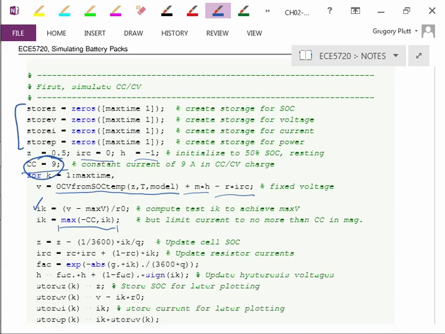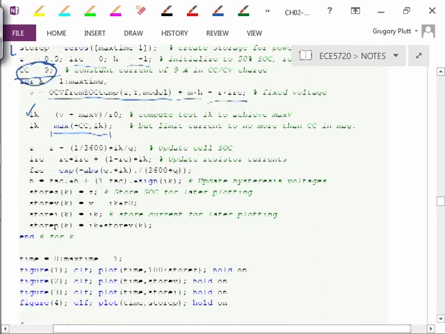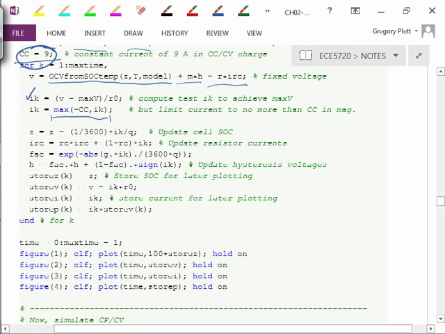It's either going to be the constant current or it's going to be the constant voltage current, depending on which results in the smaller cell voltage, basically. And then, based on that, I update the state of charge equation using Coulomb counting. I update the resistor capacitor currents. I update the hysteresis state. And then I store the state of charge, the terminal voltage, the current, and the power. And then I plot stuff. So that is the constant current, constant voltage part of the simulation.